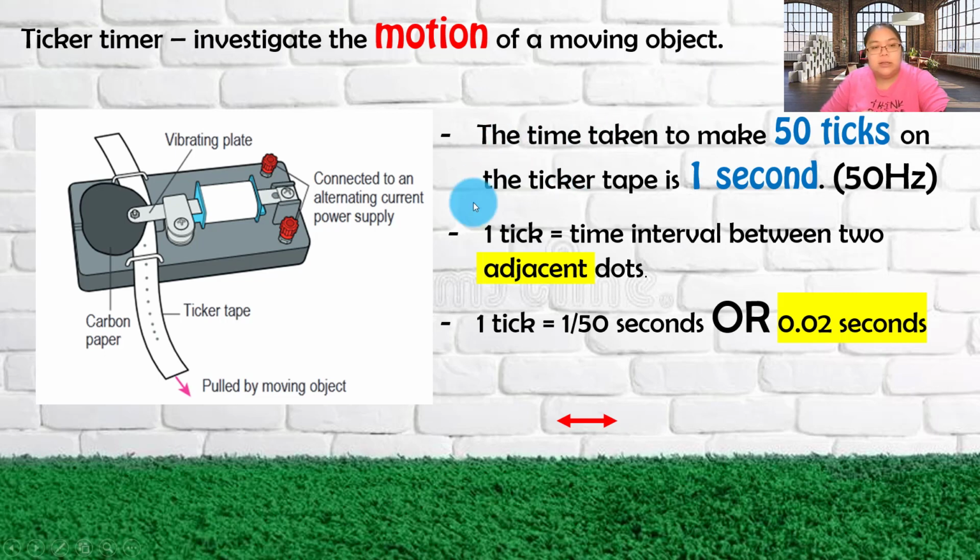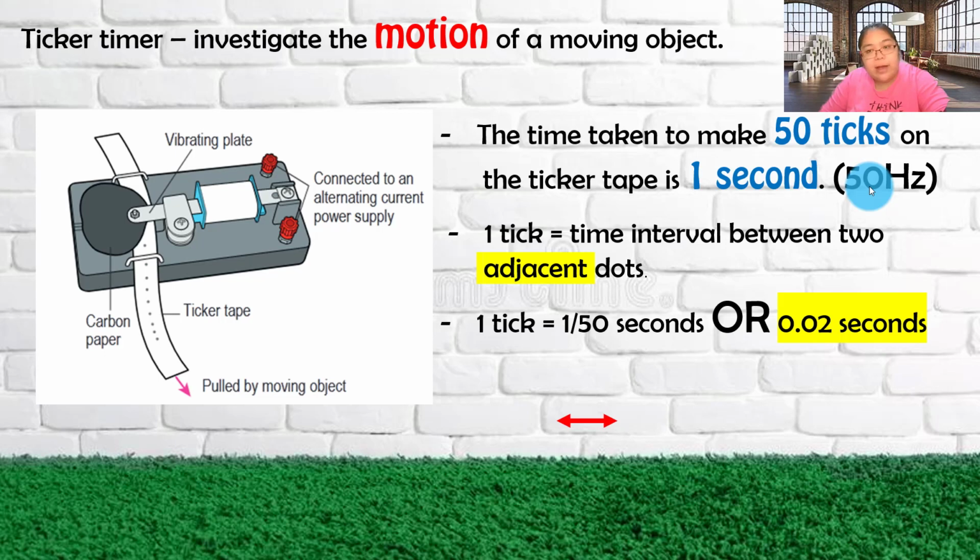Okay, let's see the characteristics first. The time taken to make 50 ticks. They will make the ticks on the ticker tape. After 1 second, 50 ticks, means in 1 second they can give you 50 dots. So we can call it 50 hertz. The frequency is 50 hertz. So remember this word: if I say 10 hertz, it means in 1 second they can make 10 times. That one we call frequency.